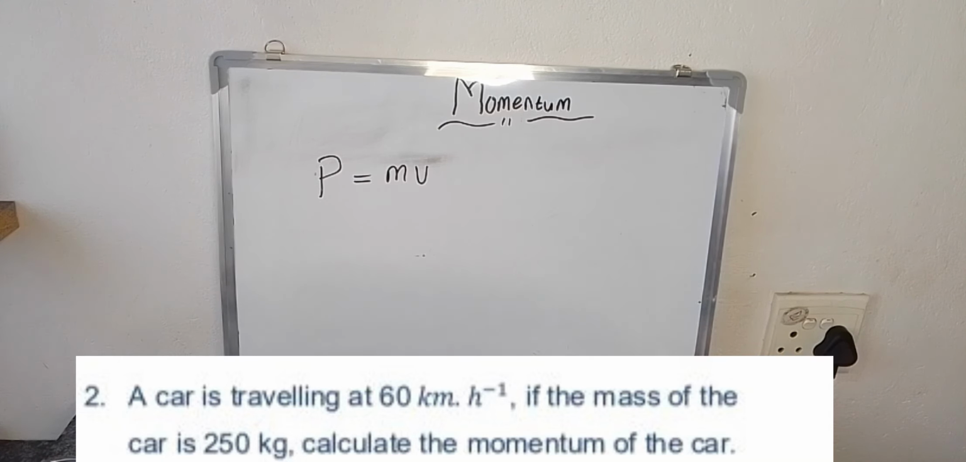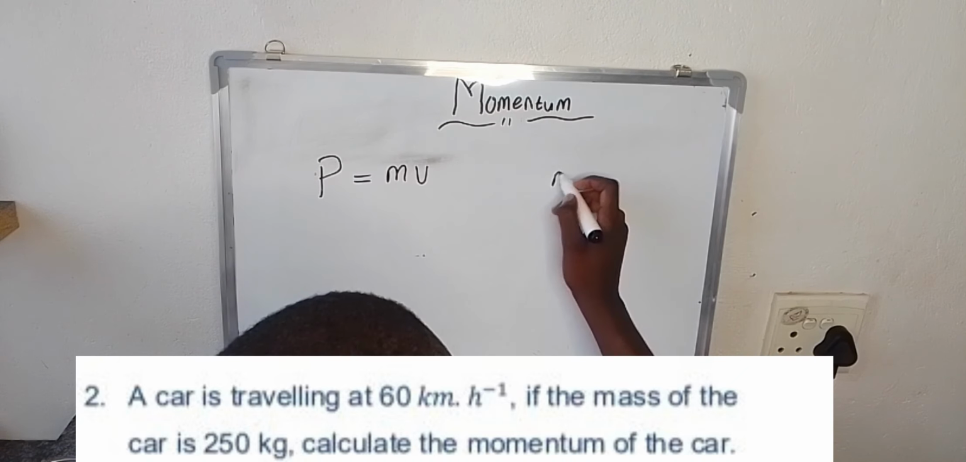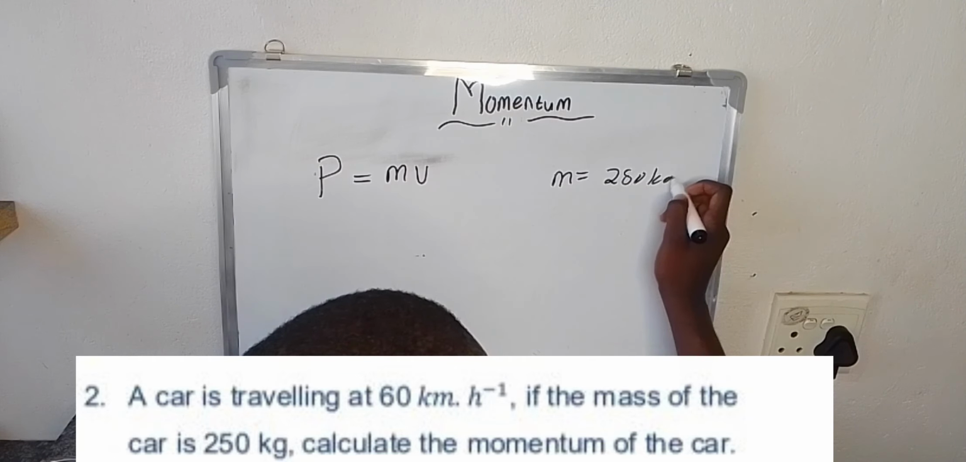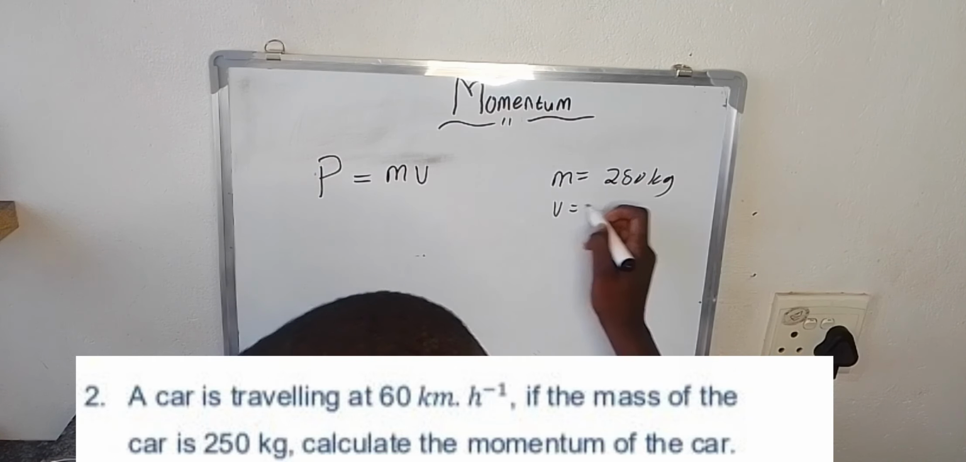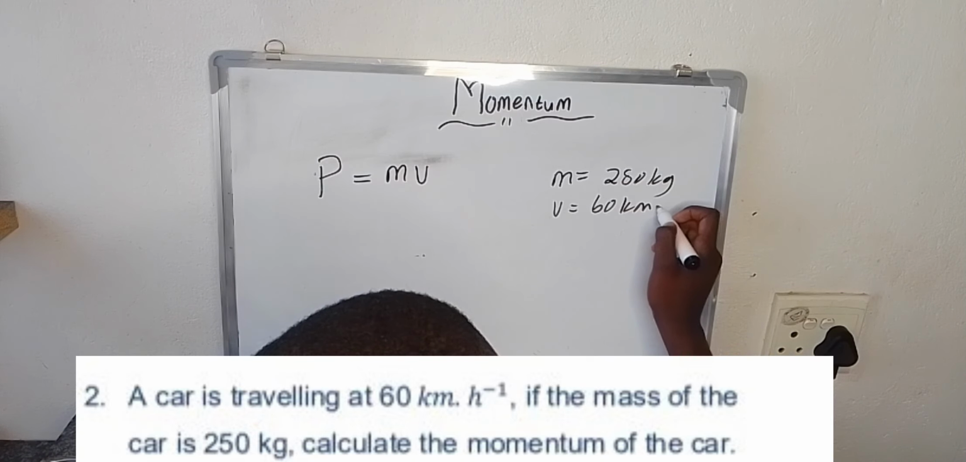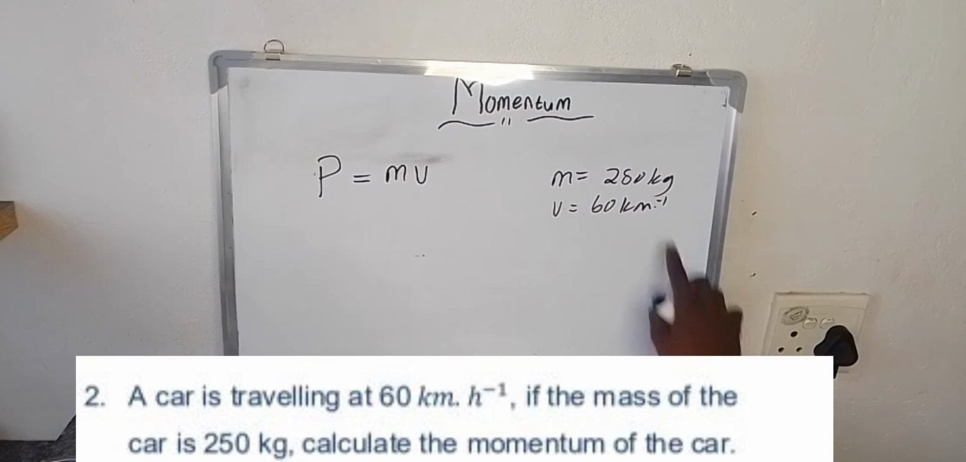The question: a car is traveling at 60 km per hour, and the mass of the car is 250 kg. Calculate the momentum of the car. So you can note that the mass is 250 kg, then the velocity is 60 km per hour.